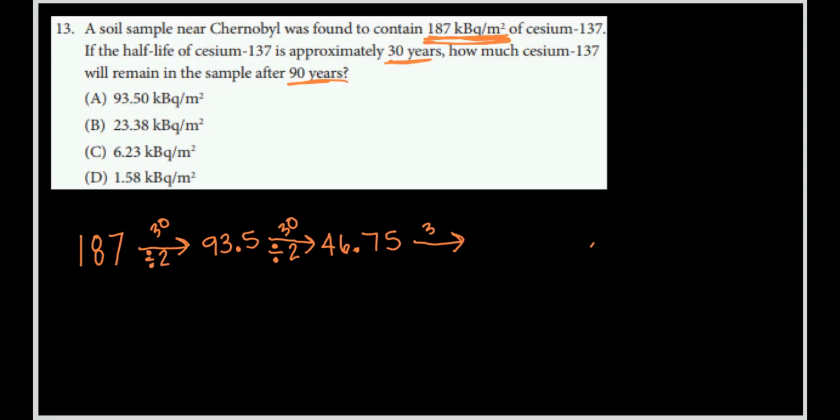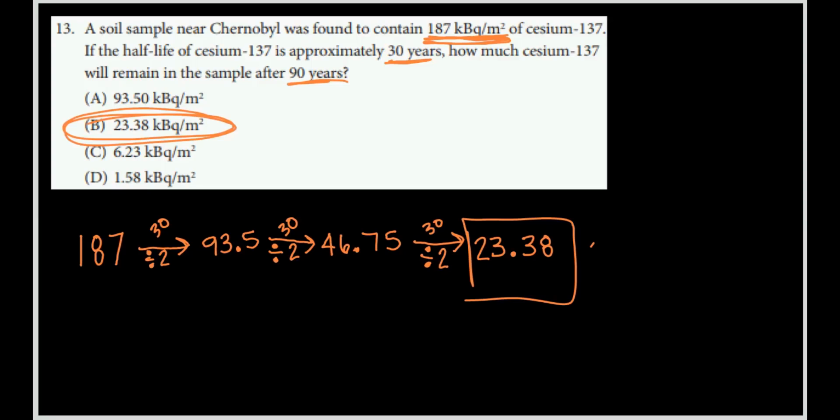Okay, I'm going to put a 30 on top. That just reminds me that each one's supposed to be 30 years. And again, I'm going to divide this 46.75 by 2, and I'm going to get 23.38 whatevers of cesium. Okay, so we can do 30, 60, 90. That's 90 years. It's 23.38, so we need to look for that as our answer. So that's the way I would approach a half-life problem.